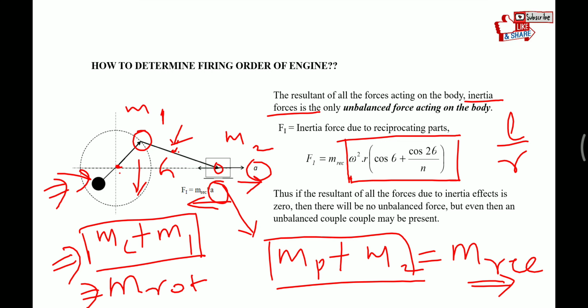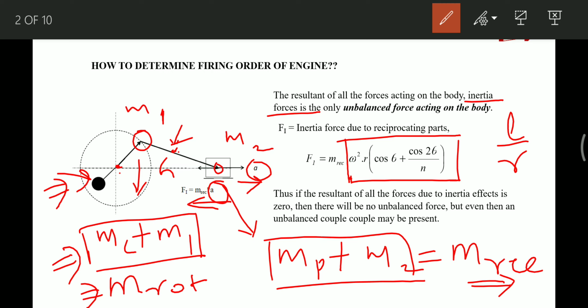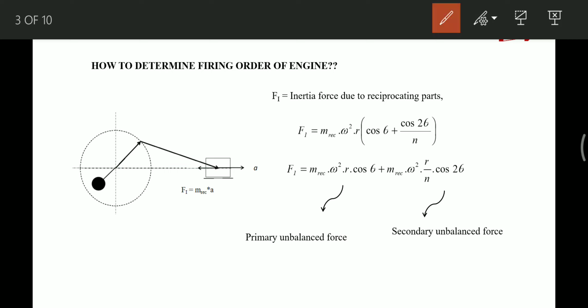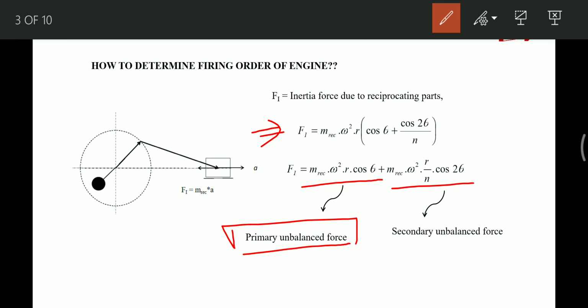So to completely balance this system, we need to reduce the forces due to this inertia effect to zero. The resultant of all the forces due to inertia effect has to be zero to balance the system. Now if we split the force of inertia equation from the last slide, we can see that m reciprocating into omega square into r into cos theta represents the primary unbalanced force, and m omega square r by n cos 2 theta represents the secondary unbalanced force in this crank mechanism.